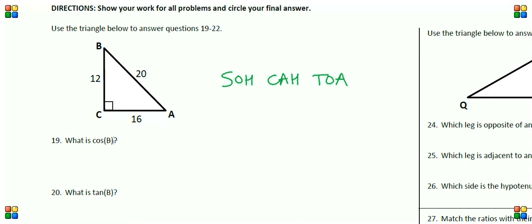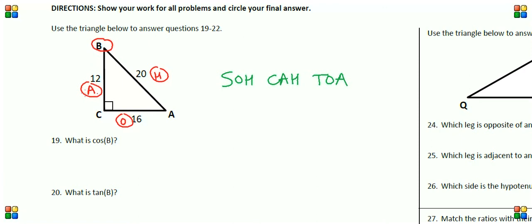So looking at angle B as our reference, let's circle that. And let's name our sides. The longest side of the triangle, or the side opposite the right angle, is the hypotenuse. The side next to angle B is called adjacent. And the side opposite angle B is CA. It's the one across from angle B, and that is opposite.